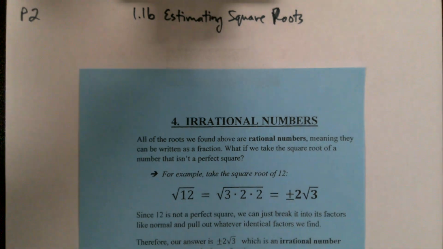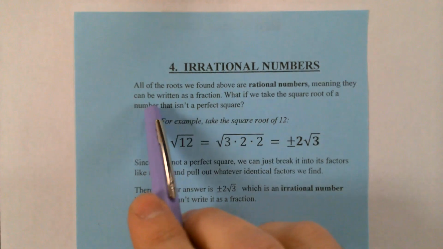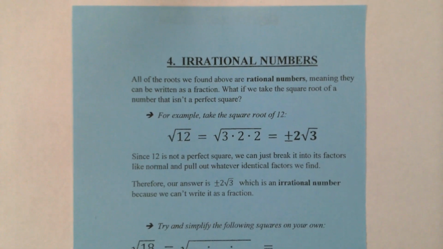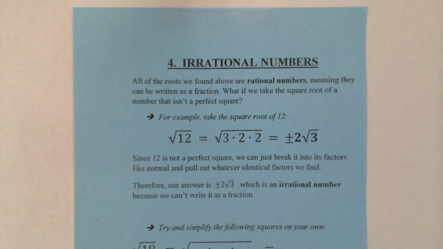Can I get a volunteer real quick to read out this first little sentence here, starting with all of the roots? Go for it, Kenny. All of the roots we found above are rational numbers, meaning they can be written as a fraction. What if we take the square root of a number that is a perfect square? Thank you very much, sir.